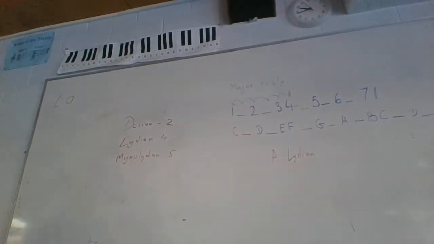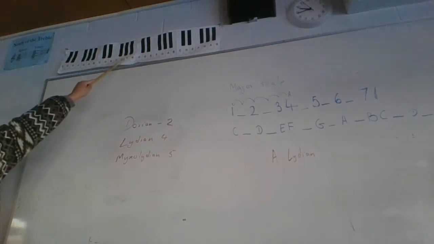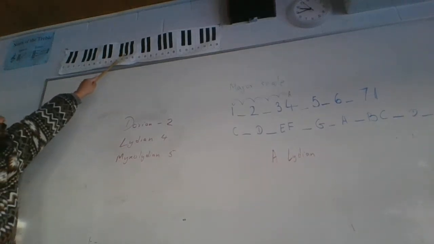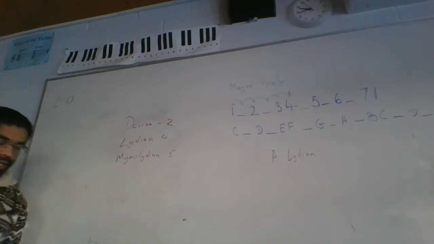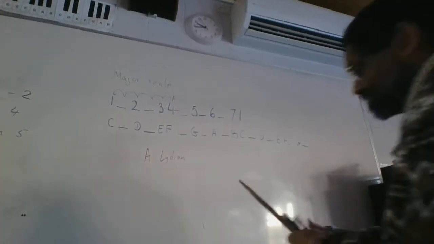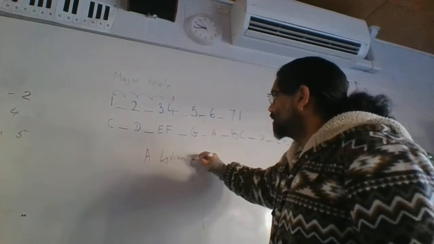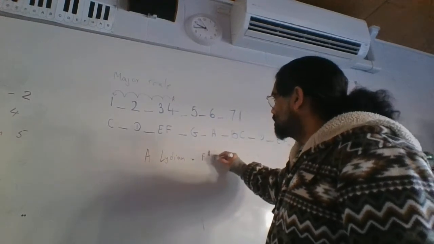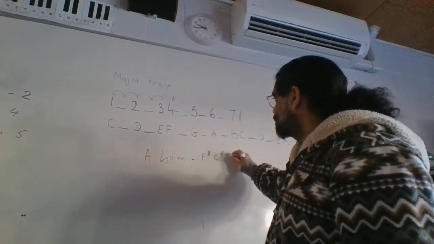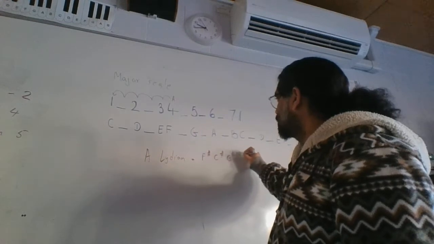All we need to do now is find our A here. Let's say A. 1, 2, 3, 4, 5, and we end up on an E. So we know our key signature is the key signature of E major, which is F sharp, C sharp, G sharp, and D sharp.